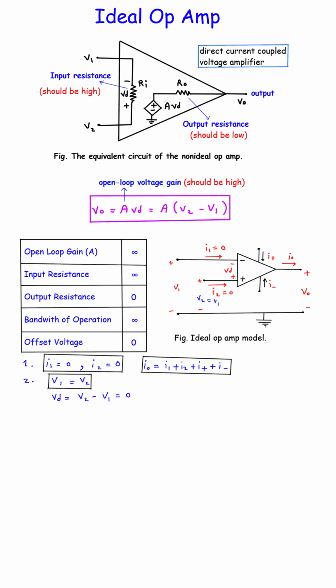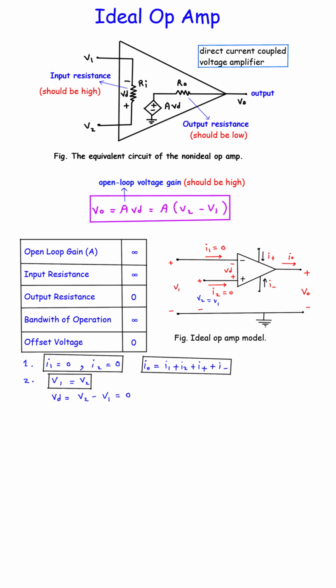The right part of the image shows the symbolic representation of the ideal op-amp model with directions of input and output currents. It shows that I1 and I2 are both zero, and the output current I0 is the sum of all currents flowing from the amplifier to the load. It also shows the essential rule that V1 equals V2 due to negative feedback in ideal operation.